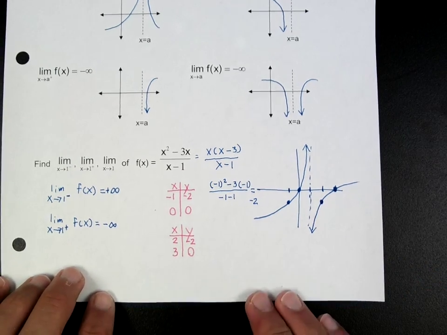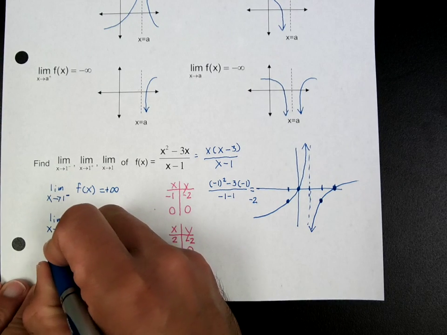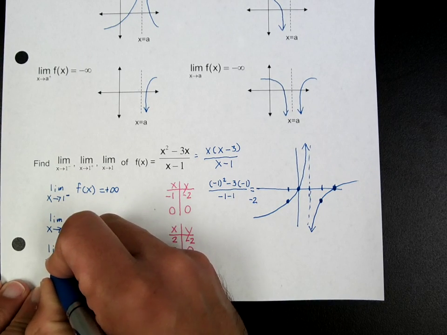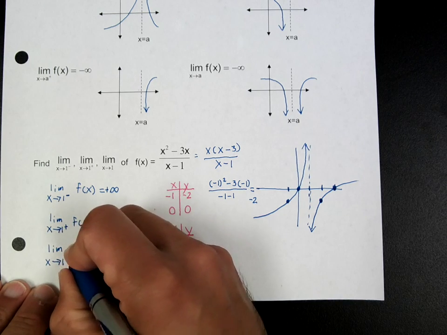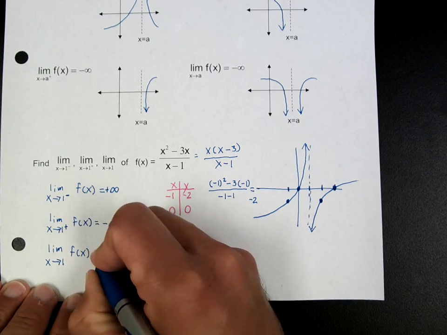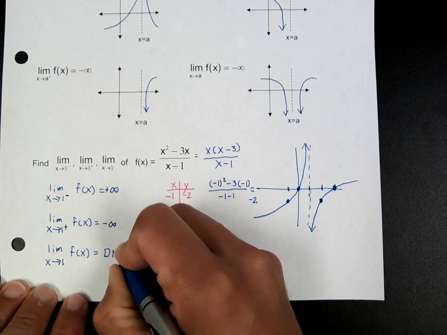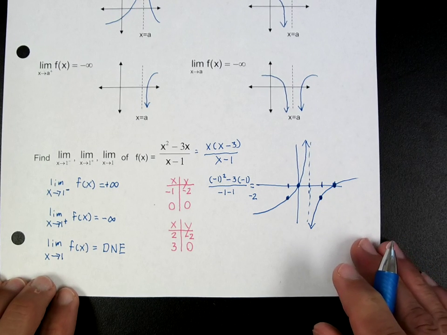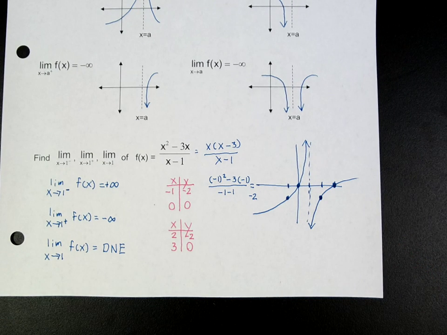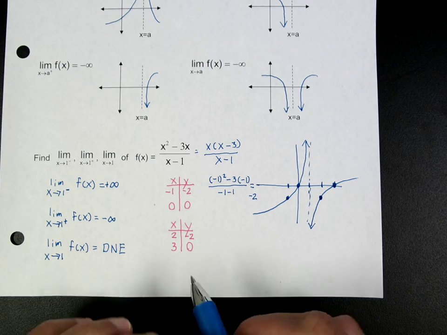So because the limit from the left is positive infinity and the limit from the right is negative infinity, the answer is D, the limit does not exist, because one of them is going to positive infinity and the other is going to negative infinity. Therefore, they're not the same, so it does not exist. Make sure you understand that.